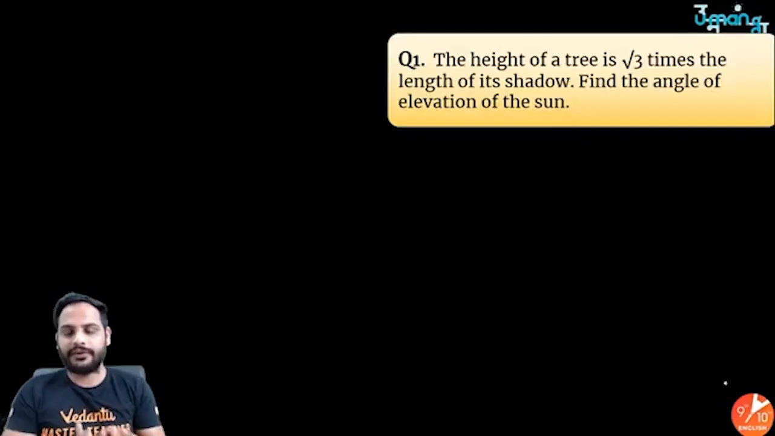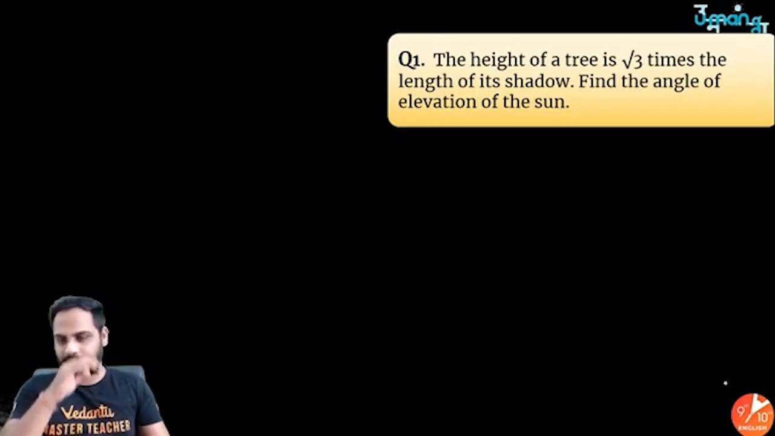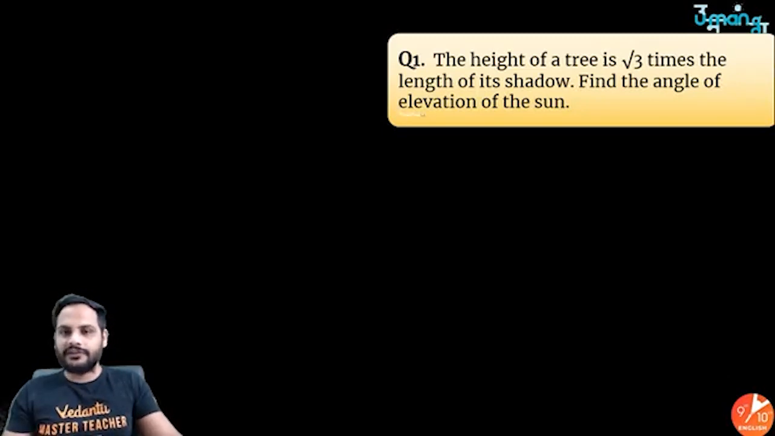Let's move to the first question. The first question is this. The height of a tree is root 3 times the length of its shadow. Find the angle of elevation of the sun. So let me tell you the meaning of this angle of elevation of the sun. What does it mean? Suppose here I have a tree AB. Okay, this is my tree AB.